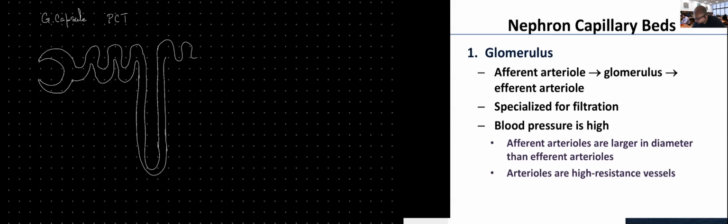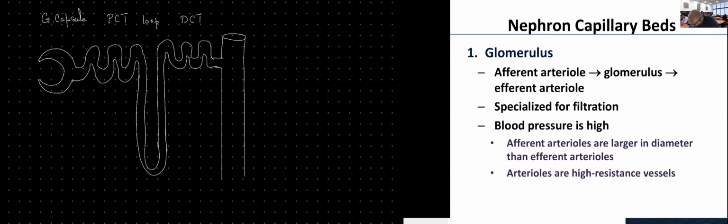Then I have set of tubules located away from the Bowman's capsules. These are going to be my distal convoluted tubules. And finally, I've got the ducts that will be collecting the urine from multiple nephrons. Those are my collecting ducts.